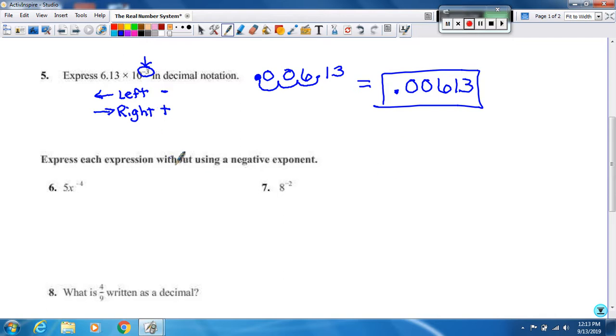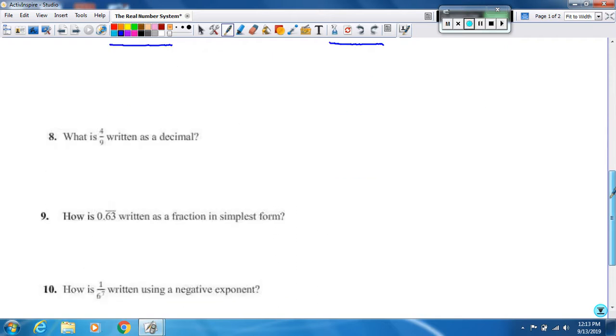Express each expression without using a negative exponent. Whenever they say that, make a fraction before you even look at the problem. So I'm going to do that for both of these. Now, it doesn't say evaluate. It says express. So right now we are just rewriting. We're not getting a final answer.